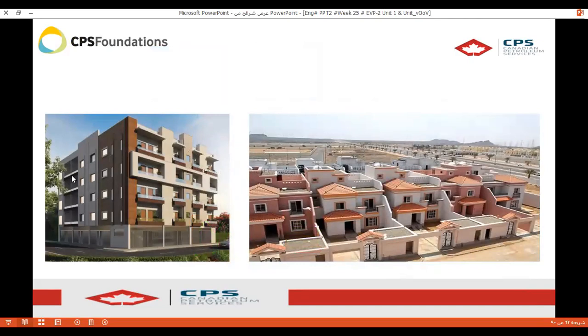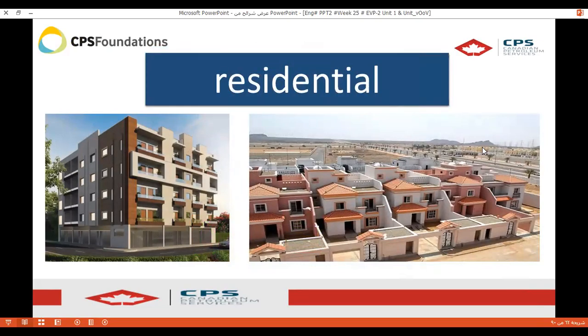Okay, what can you see here? You can see a place where people live. This is called a residential. A residential is a site where people live. A place where people live. A residential.